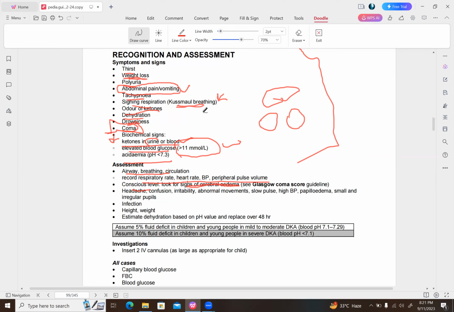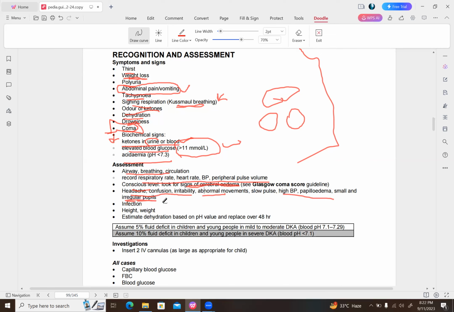If someone does a rapid correction of the fluids, it can lead to the complication of cerebral edema. So we have to look for the complication. There is headache, confusion, irritability, abnormal movements, high BP variability, small, irregular frequency.